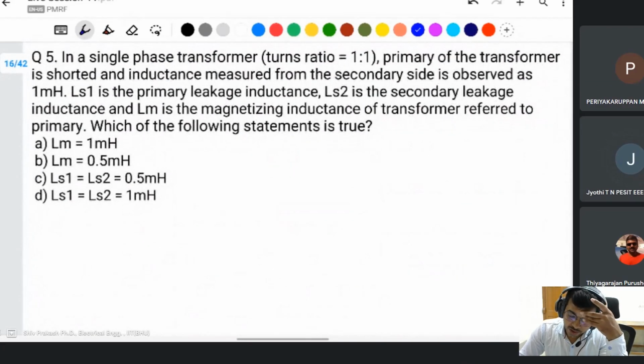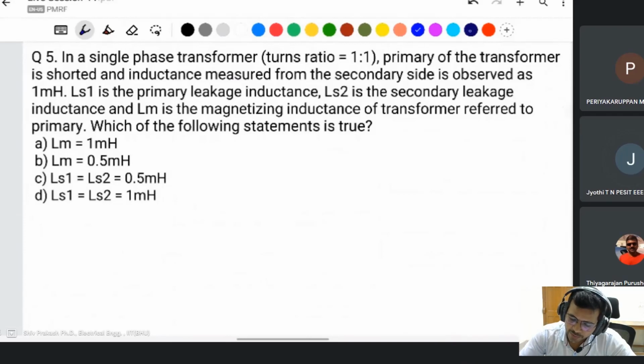In a single phase transformer with a turn ratio of 1 to 1, the primary of the transformer is shorted, and the inductance measured from the secondary side is observed as 1 millihenry. LS1 is the primary leakage inductance, LS2 is the secondary leakage inductance, and LM is the magnetizing inductance of the transformer referred to the primary. Then which of the following statements is true?